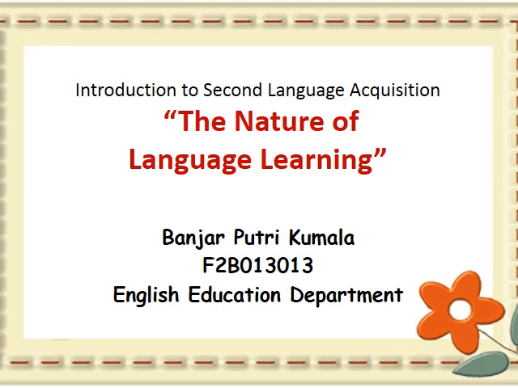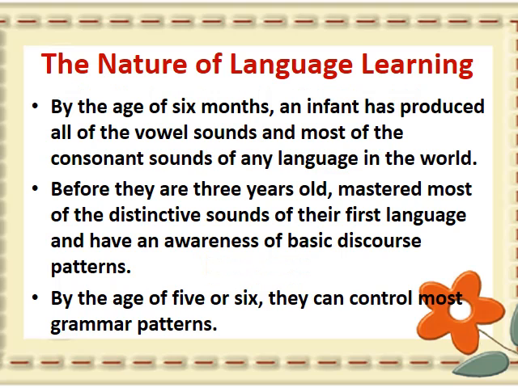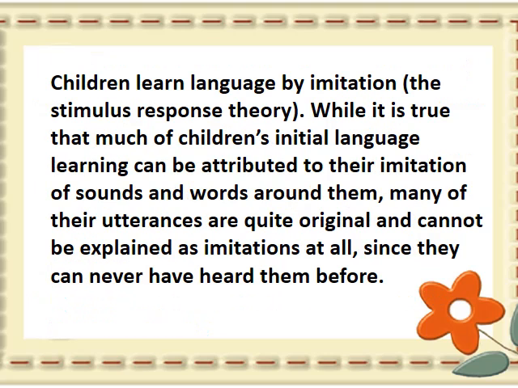Today we are going to learn about the nature of language learning. By the age of 6 months, an infant has produced all of the vowel sounds and most of the consonant sounds of any language in the world. Before they are 3 years old, they master most of the distinctive sounds of their first language and have an awareness of basic discourse patterns. By the age of 5 or 6, they can control most grammar patterns.